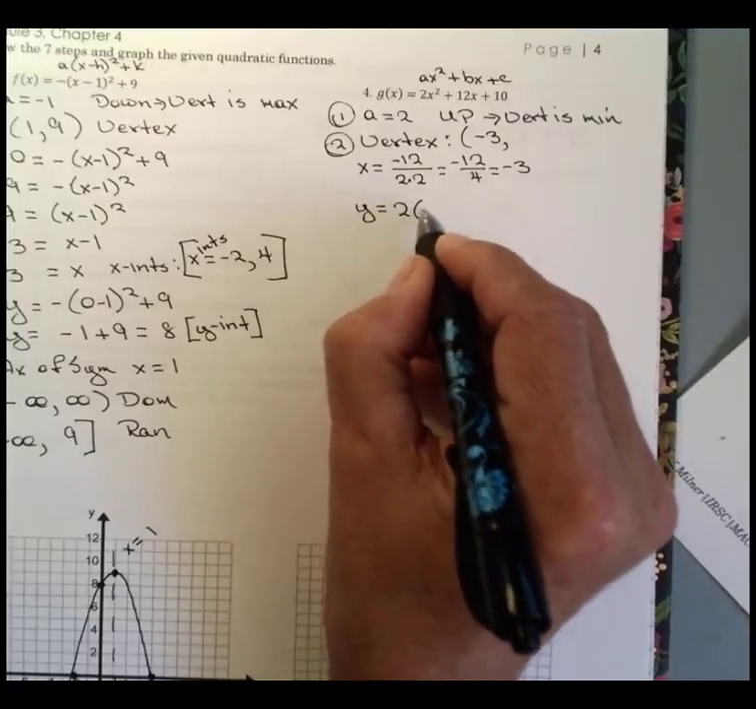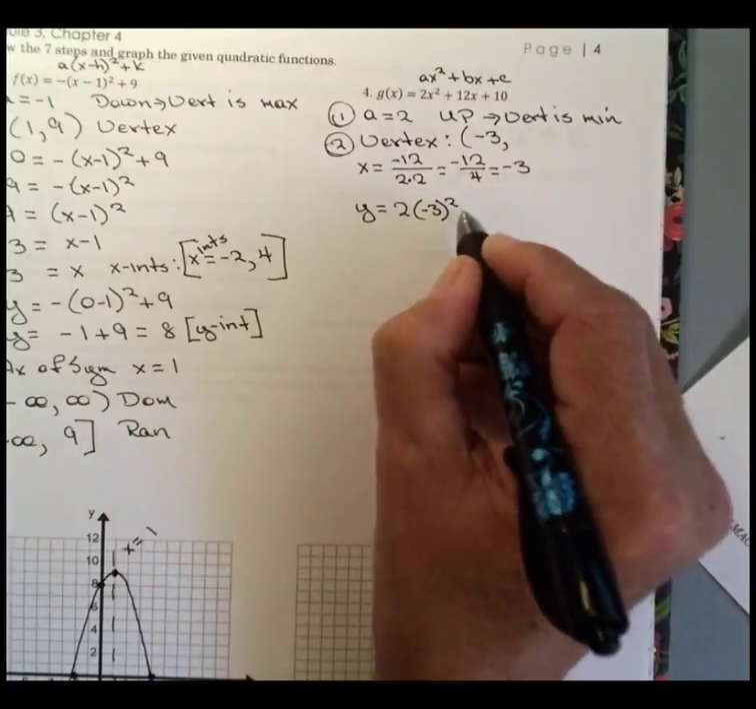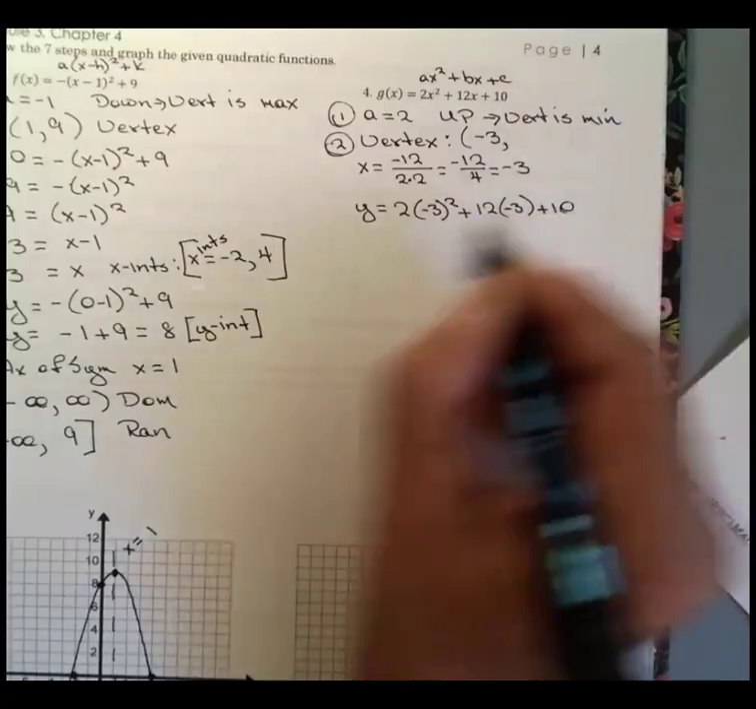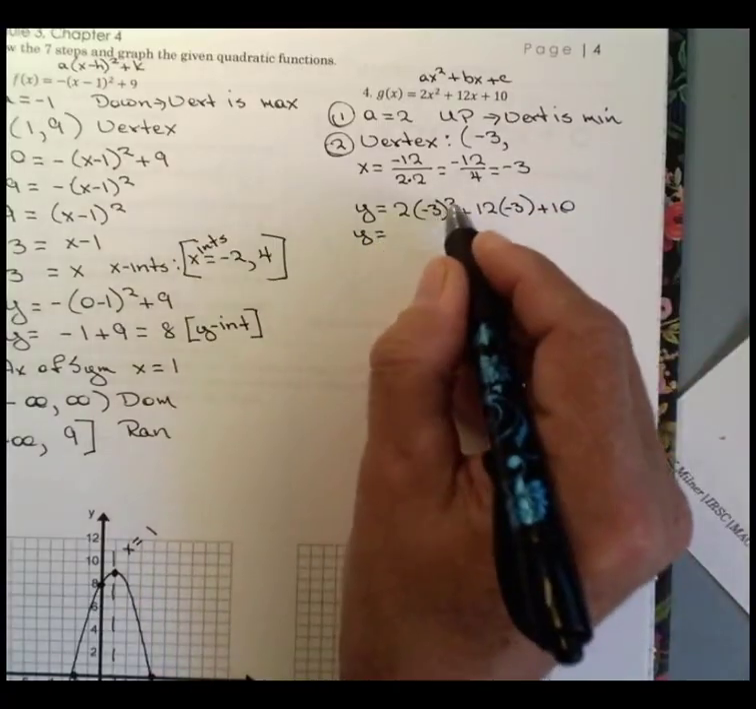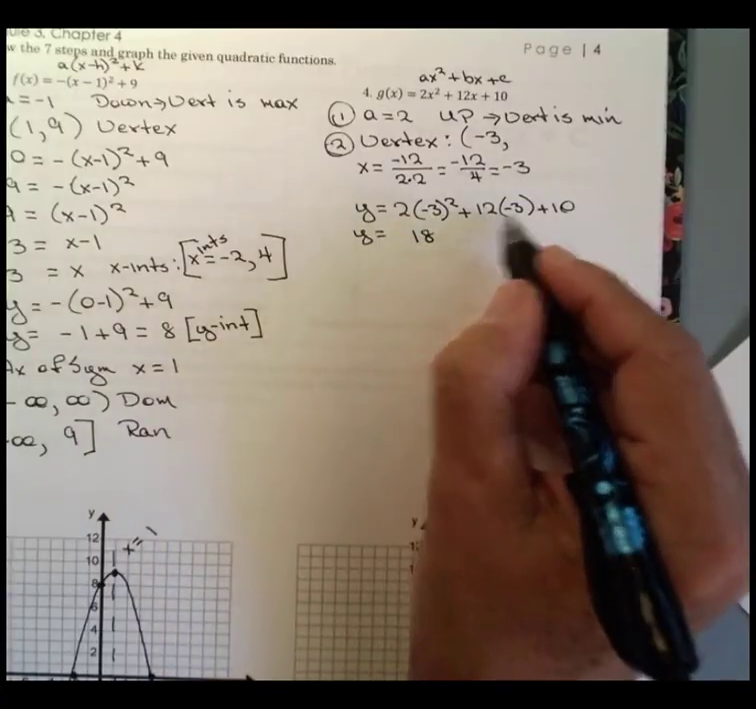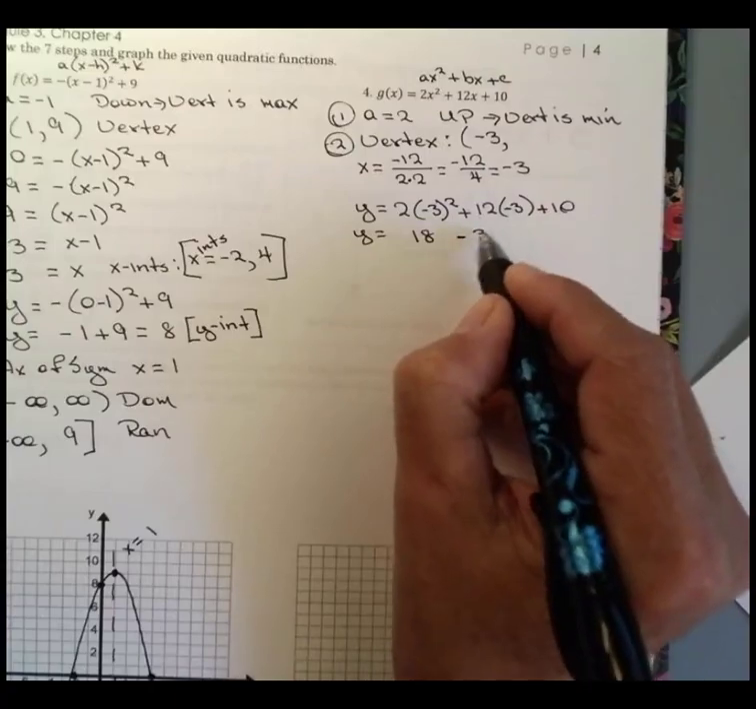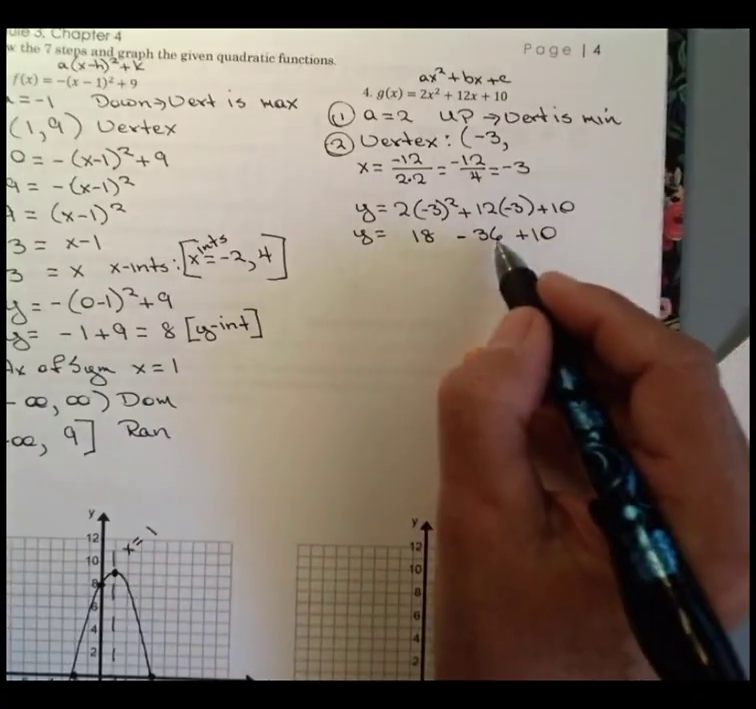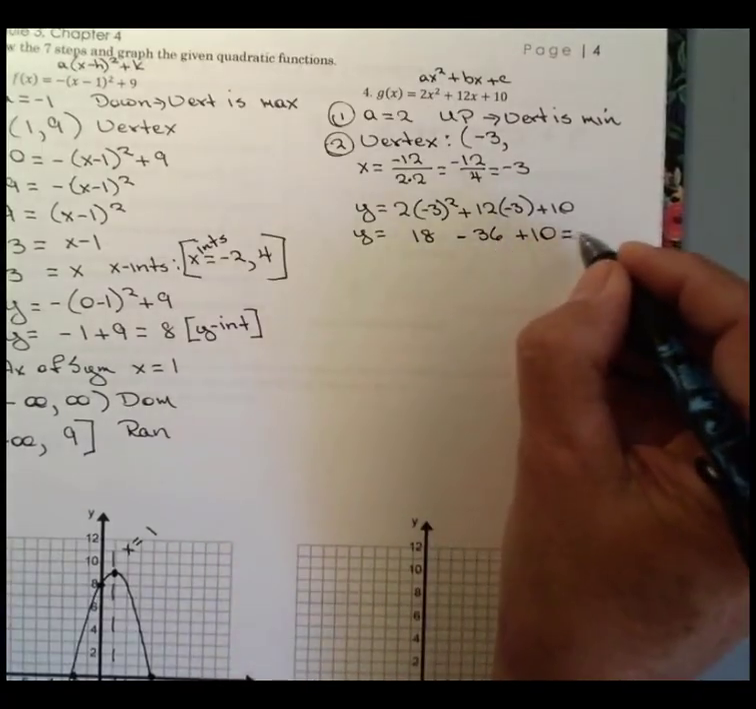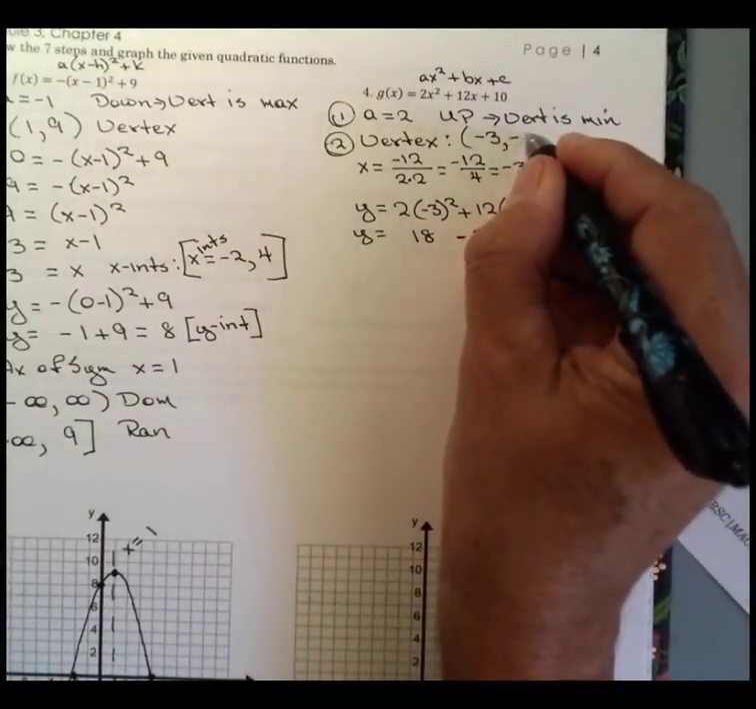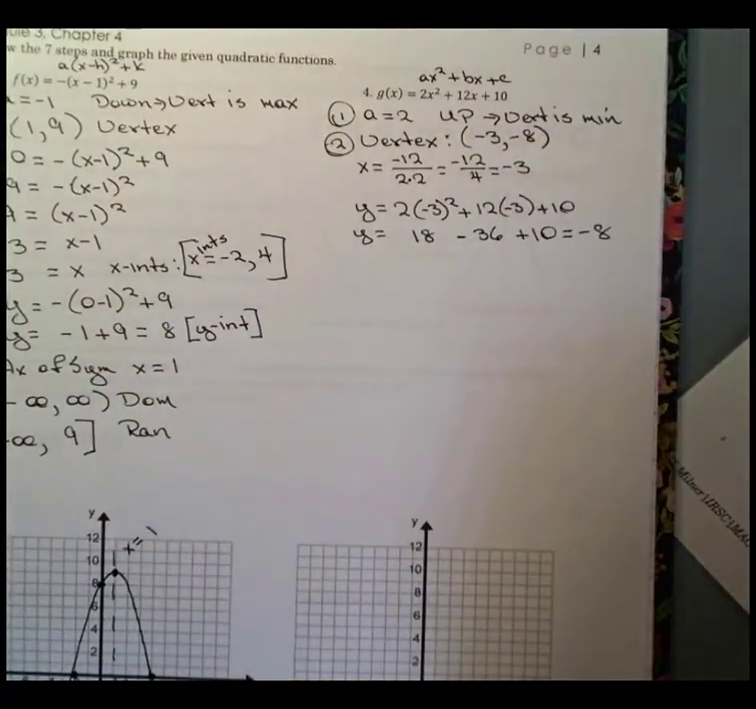So it'll be 2 times -3 squared plus 12 times -3 plus 10. And I just do the math. -3 squared, of course, is 9. So that's going to give me 2 times 9, which is 18. And 12 times -3 is -36. And then I have just plus 10. So 18 minus 36, that's a -18 plus 10. It looks like I've got a -8. And of course, your calculator will tell you for sure if you've got this right. But that's my y coordinate of the vertex. So I've identified my vertex as -3, -8.